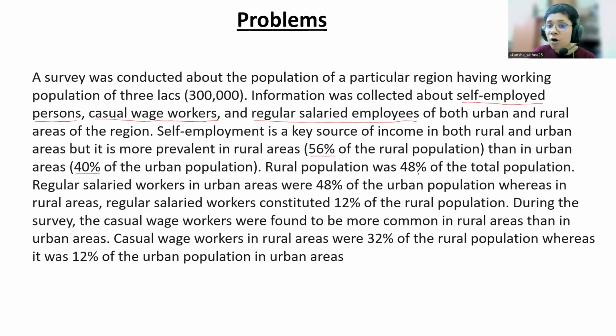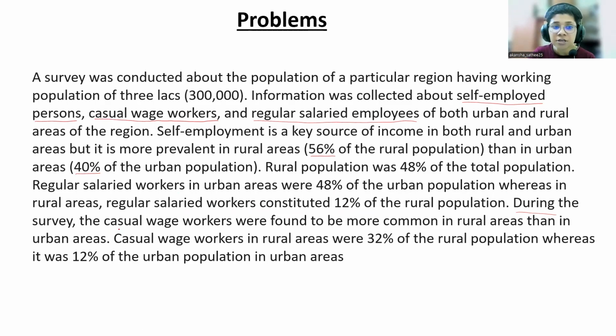Rural population was 48% of the total population. Okay, so here they have given the total population in rural area. Then regular salaried workers in urban areas were 48% of the urban population, whereas in rural areas, regular salaried workers constituted 12% of the rural population. In this line, they are telling you how many salaried workers are there in urban as well as in rural area.